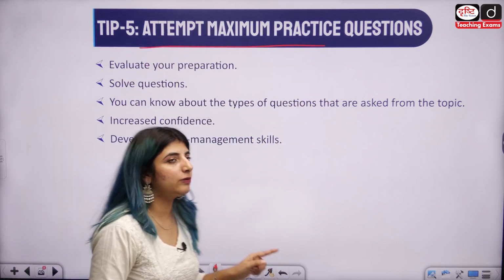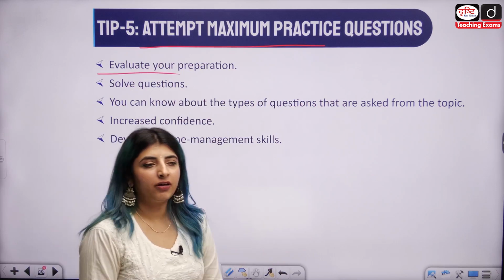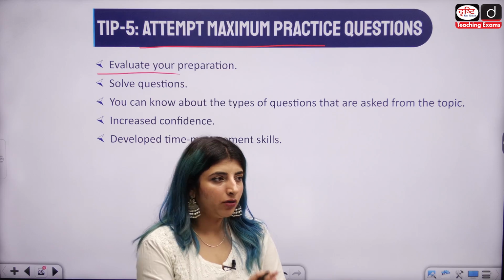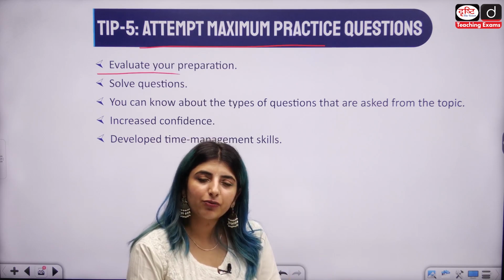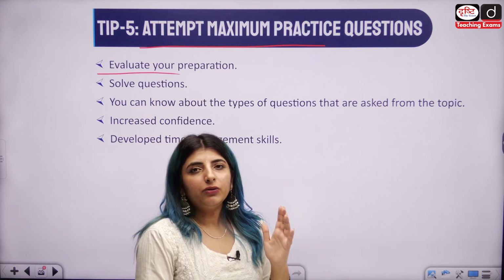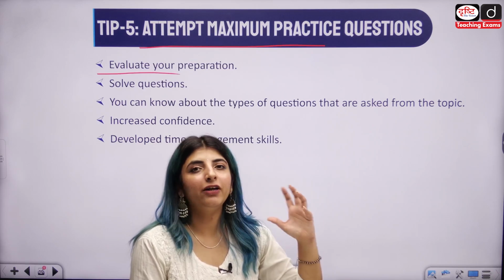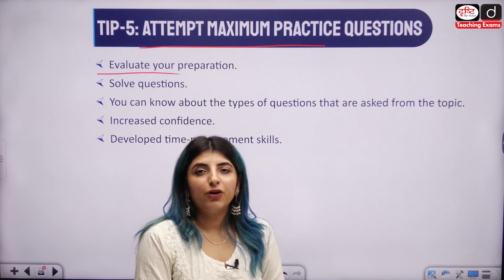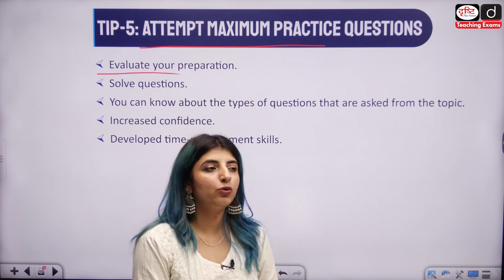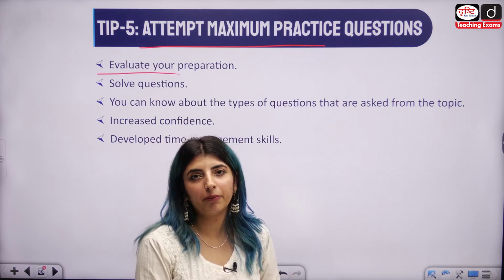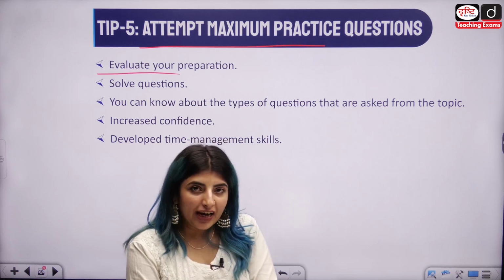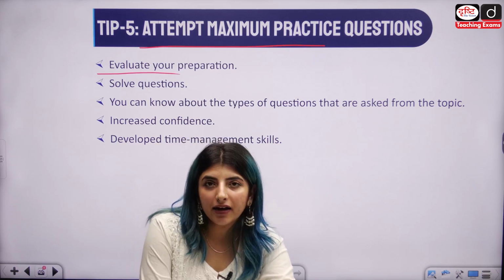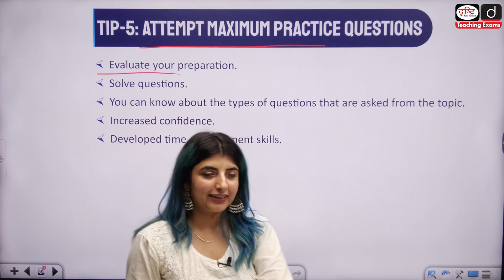Attempt maximum practice questions. Evaluate your preparation. Now you have done your entire unit, research aptitude. You are done with the concepts, you are done with the ideas which are mentioned there. Now you want to see how much you know about the concepts that you've studied. And how are you going to do that? You're going to practice. You're going to solve some mock papers. You're going to download the previous year question papers and solve them. And then evaluate your own performance and see where your weaknesses are, and what again are your stronger areas, right?